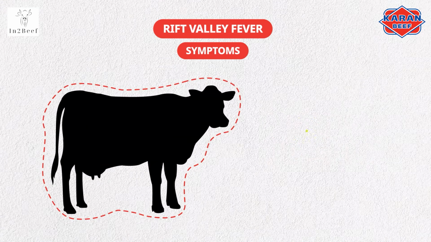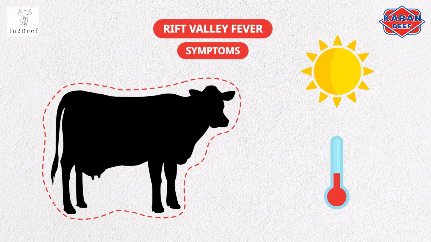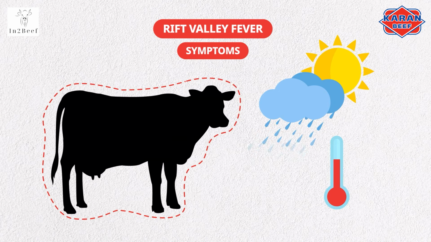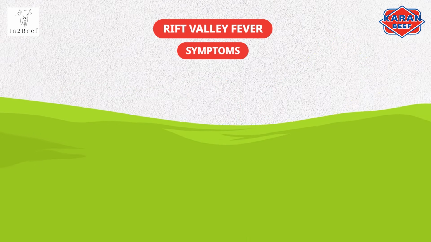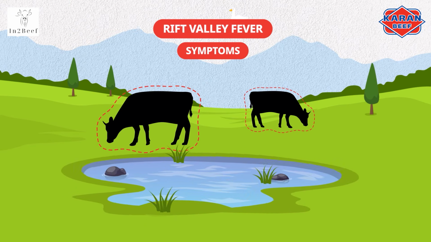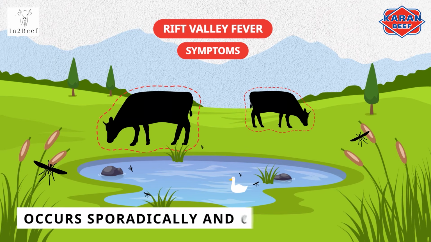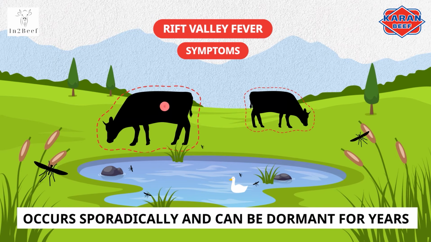The virus will generally occur in late summer when the humidity is high and temperature is warm with good rainfall. Animals are more susceptible when grazing low-lying areas close to small dams and marshes where mosquitoes are most active. The disease will occur sporadically and can be dormant for years before animals are infected again.